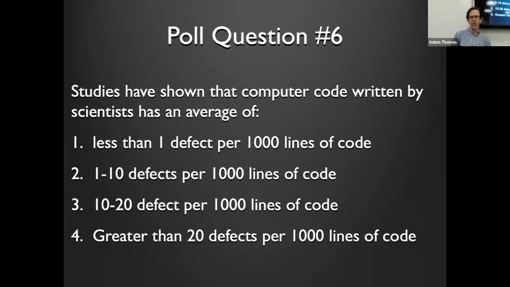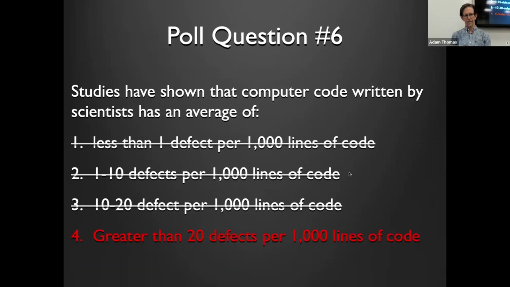I got 4s in the audience. You folks on chat, you can just type in numbers. I see some 3s and 4s. Oh, Eric is optimistic with 2. Yeah, you're right. The answer is number 4.